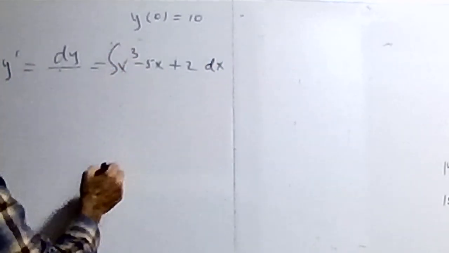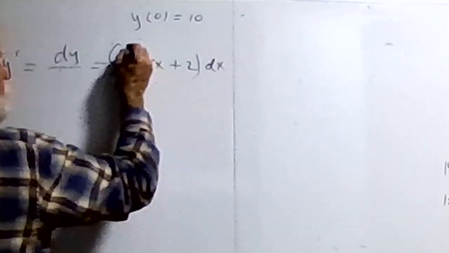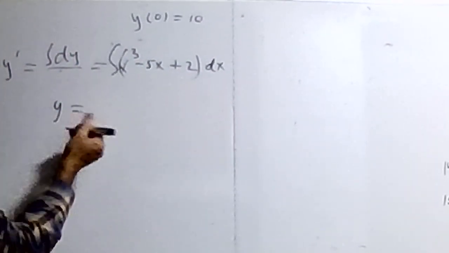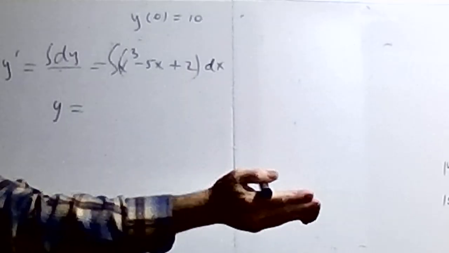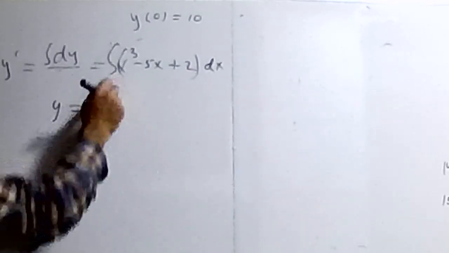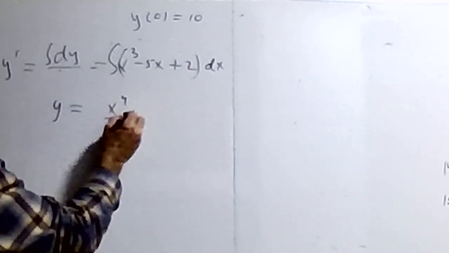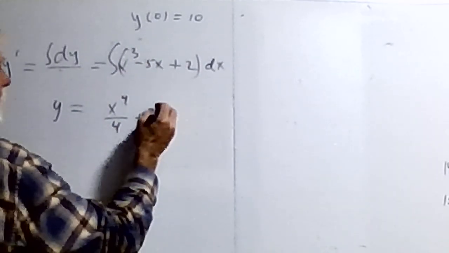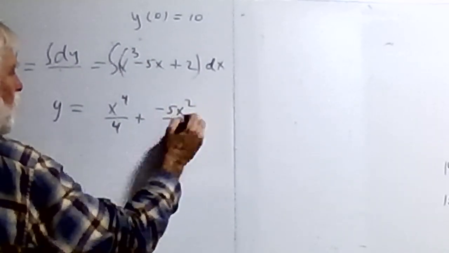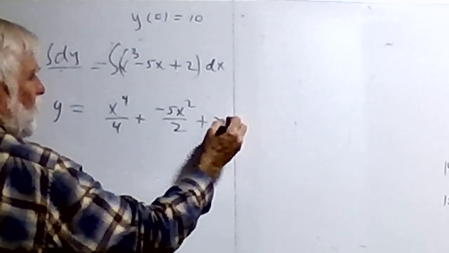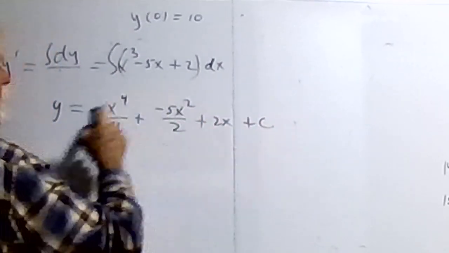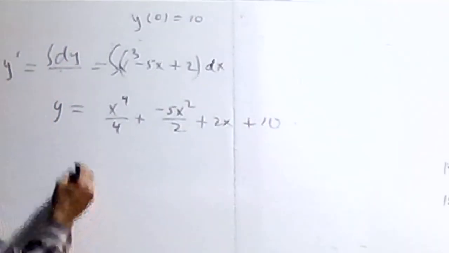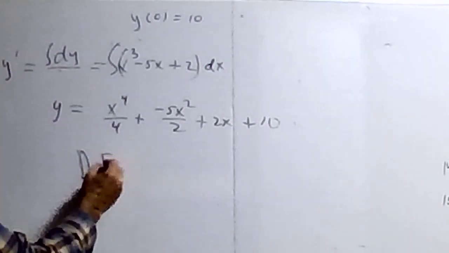And I'm going to integrate. All right, and if I integrate this side, I'm going to get y equals with a c, and the c can be moved to the other side. So where did x cubed come from? It came from x to the 4 over 4. Add 1 and divide by that number. Minus 5x squared over 2 plus 2x plus c. And now if I put a 0 in, I can see c is 10. And we just solved a differential equation.